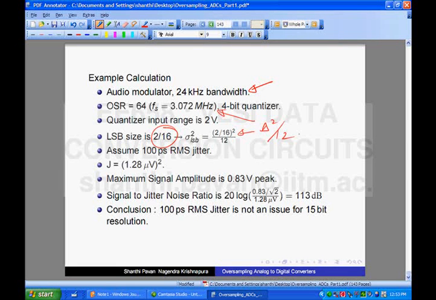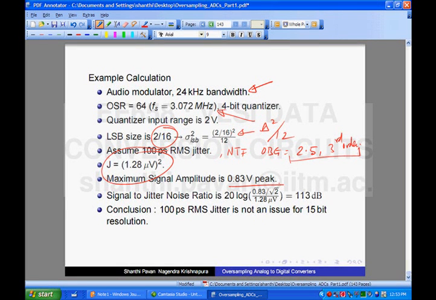Alright. So if I assumed 100 picosecond RMS jitter, and an NTF with an out of band gain equal to 2.5, then I can go and compute the integral. This is a third order modulator. So I can go and compute the integral, and it turns out that when I do the maths, this is what I get.